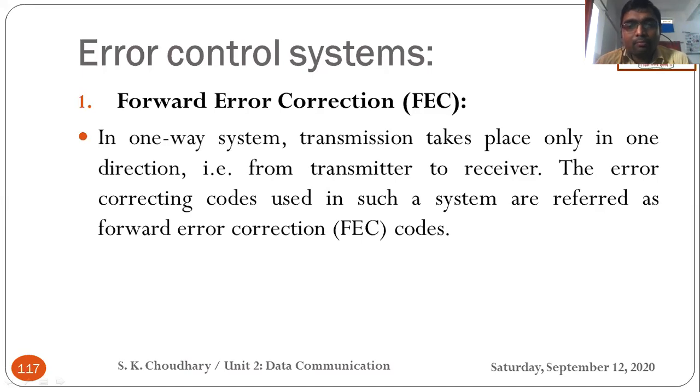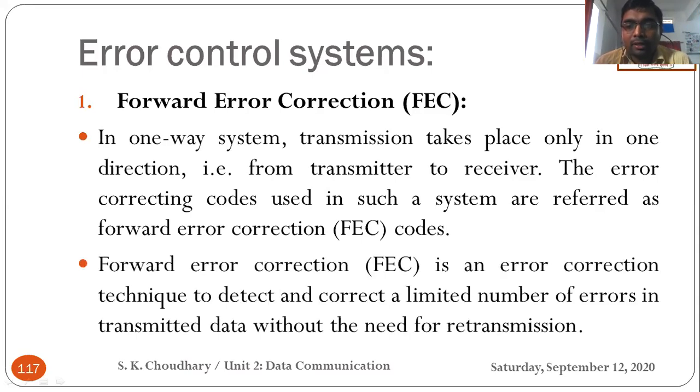Generally in a one-way transmission system we use this technique, forward error correction codes, for correcting and detecting the error. So forward error correction is an error correction technique to detect and correct a limited number of errors in transmitted data without need of retransmission. Suppose you have sent any information and it gets corrupted, or some error is added in the channel. Using this technique, it could detect and correct, but only a limited number of errors.